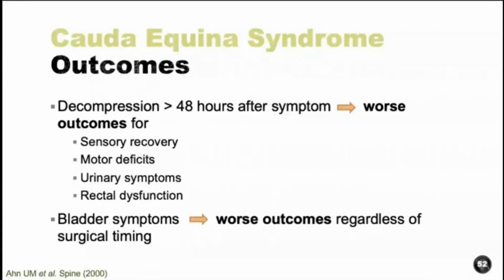What we know, however, is that decompression greater than 48 hours after symptom onset is associated with worse outcomes when it comes to recovery of sensory symptoms, motor deficit, urinary symptoms, and rectal dysfunction. And unfortunately, patients who present with bladder symptoms often have worse outcomes regardless of surgical timing. So once you have bladder symptoms, then early decompression versus late decompression, unfortunately, portends a worse outcome overall.